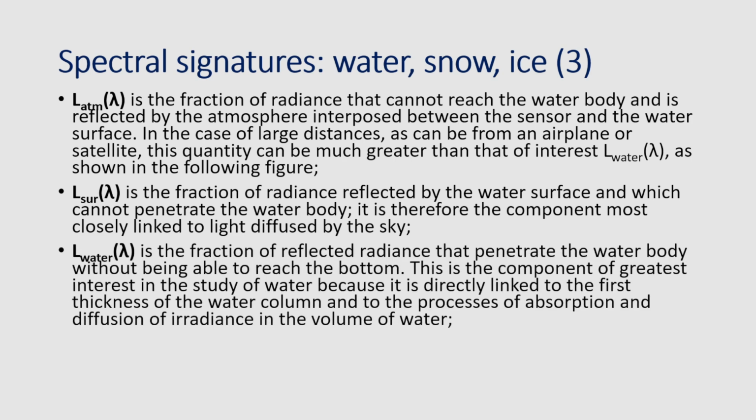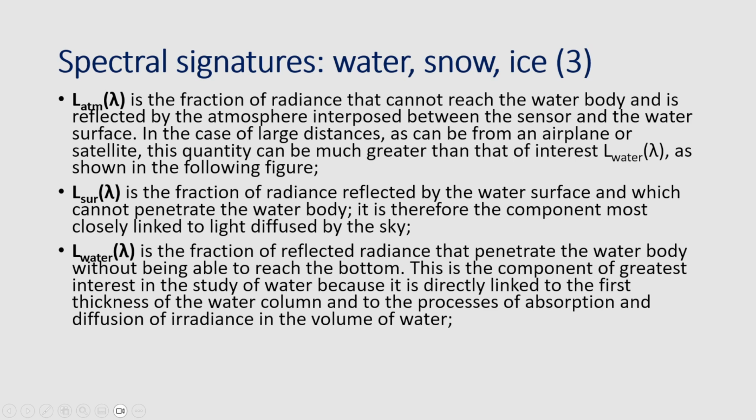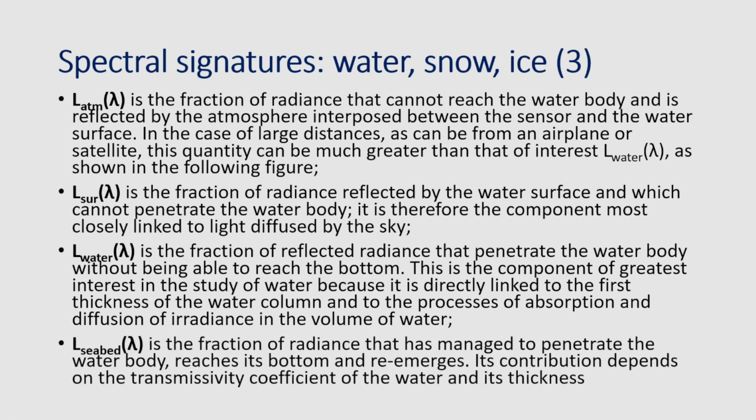L water, lambda, is the fraction of reflected radiance that penetrates the water body without being able to reach the bottom. This is the component of greatest interest in the study of water because it is directly linked to the first thickness of the water column and to the processes of absorption and diffusion of irradiance in the volume of water. L bottom, lambda, is the fraction of radiance that has managed to penetrate the water body, reaches its bottom and re-emerges. Its contribution depends on the transmissivity coefficient of the water and its thickness.